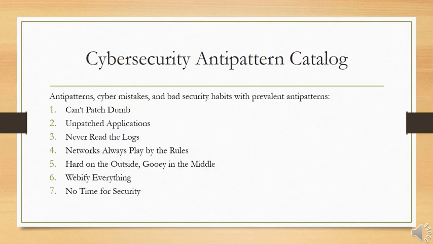Cybersecurity Antipattern Catalog. At a high level, this chapter continues the discussion of antipatterns, cyber mistakes, and bad security habits with these prevalent antipatterns. First one, Can't Patch Dumb. Unpatched Applications. Never Read the Logs. Networks Always Play by the Rules. Hard on the Outside, Gooey in the Middle. Webify Everything. No Time for Security. These are the seven antipatterns in the catalog that we are going to have a look at.